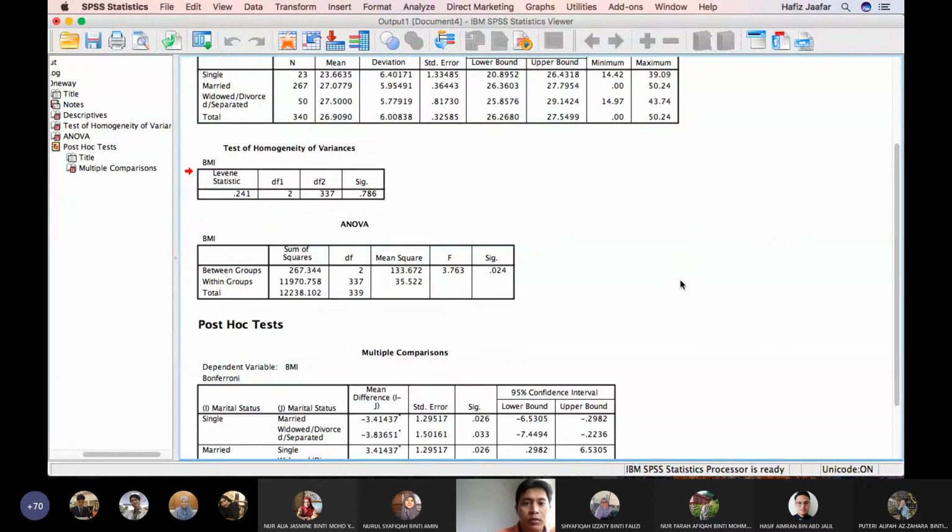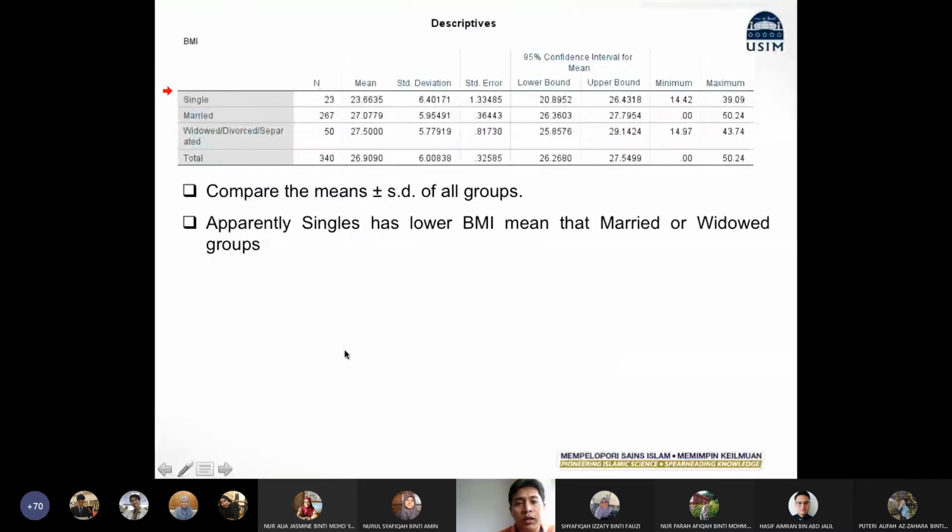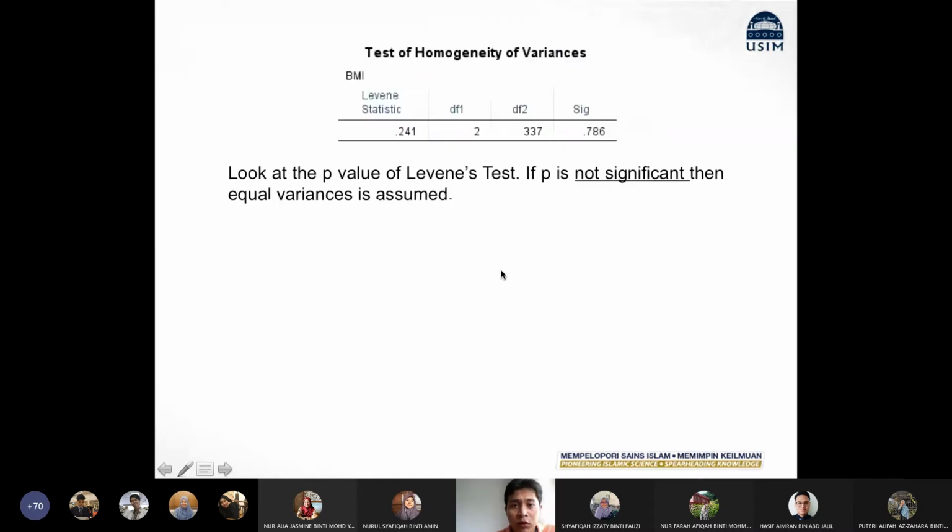Okay, let's go back to the slide. First, compare the means and standard deviation of all groups. They show that apparently single has a lower BMI mean than married or widowed. So single is 23.27. This is the descriptive part as I explained earlier. Okay, this is the test of homogeneity. Look at the significance. If P is not significant, then equal variances is assumed. So here P is not significant, right? Why is it not significant? Because it is more than 0.05. So we can assume equal variances, so we fulfill the assumption for ANOVA.